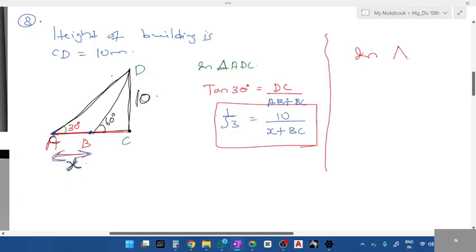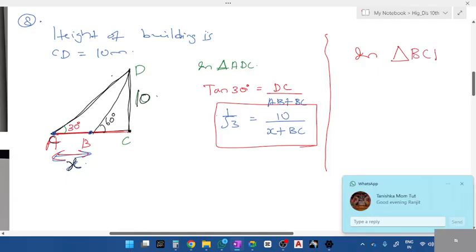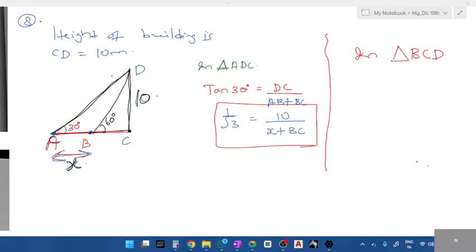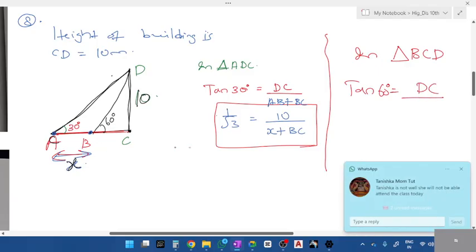Okay, in triangle BCD. Tell me, in triangle BCD. See, here we have taken tan, right? Here we have taken. Yes, even here you take the same thing. In one, if you take tan, even on the other side, you have to take tan. Tan 60 is equal to DC by BC.